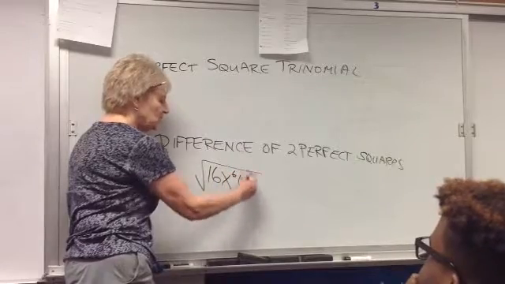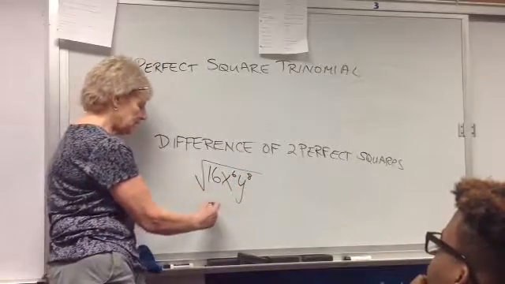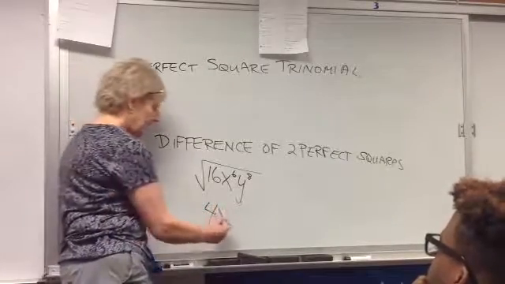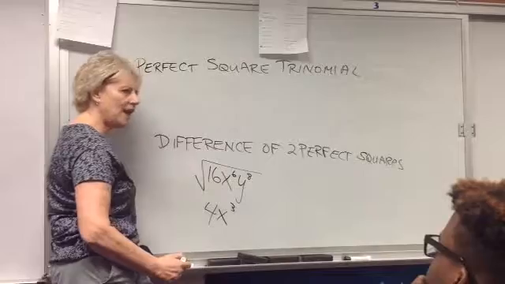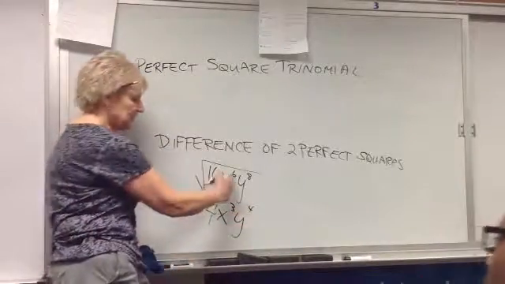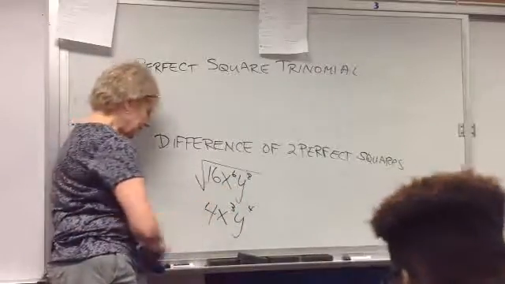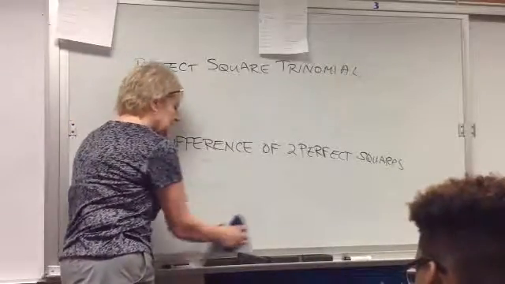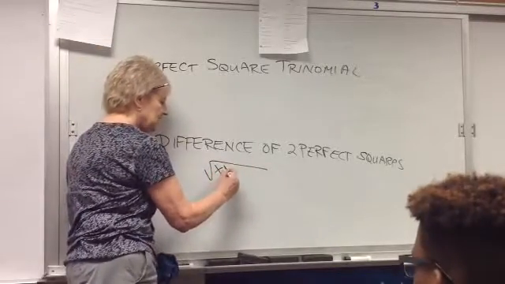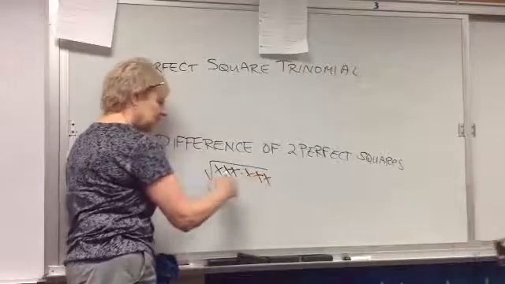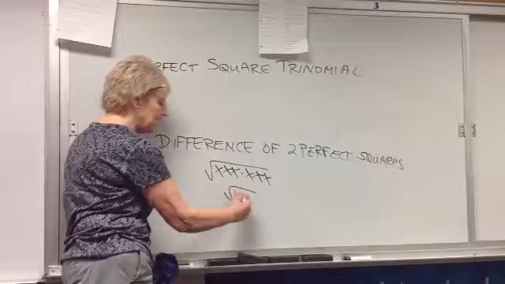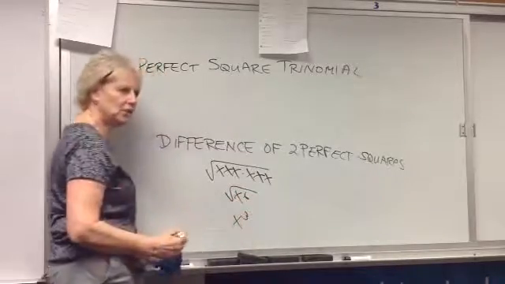X to the 6th, y to the 8th. What's the square root of 16? 4. What's the square root of x to the 6th? X to the 3rd. Square root of y to the 8th? Y to the 4th. You just have to cut these in half. Think about it. A lot of kids say, well, that's not a perfect square. Sure it is. X to the 6th is x cubed times x cubed. So the square root of x to the 6th is x cubed.